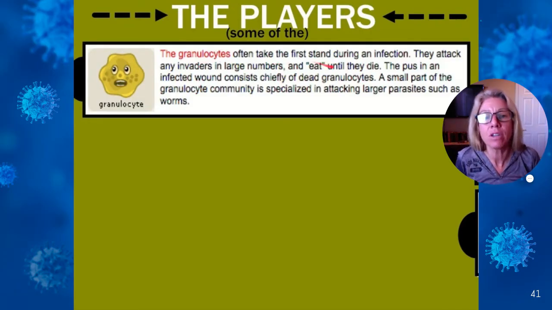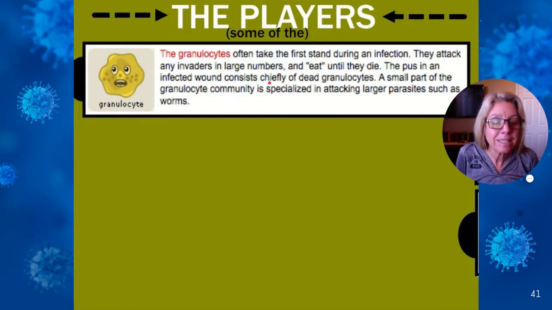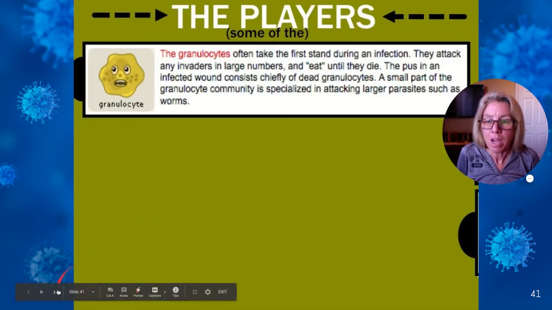So granulocytes often take the first stand during the infection. They attack any invaders in large numbers. They eat until they die. If you've had pus in an infection, those are dead white blood cells. Some of them are even specialized, eosinophils is their name, and they will attack things like if a worm got in your body. All right.